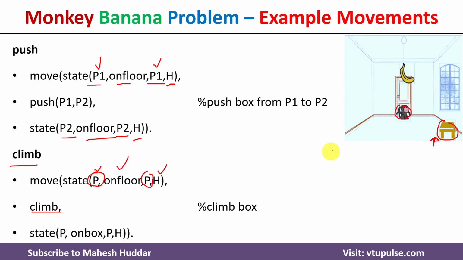Now once you execute climb, what will happen? Again, the monkey and box will be present at the same position. You can see here that the position will not change. But what will change here? The monkey was present on the floor. Whenever it executes climb, it will be present on the top of this particular box here. That's the reason the vertical position of the monkey is on box here. Again, we don't care about the last component, that is, whether the monkey has a banana or not in this case. So this is how we can define the different moves for solving the monkey banana problem in this case.